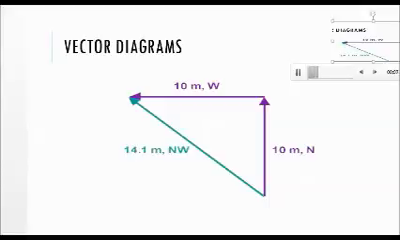Vector diagrams are diagrams that show the direction and relative magnitude of a vector quantity by a vector arrow, like in this diagram here. Vector diagrams can be used to describe the velocity of a moving object during its motion. Here's a picture to help.